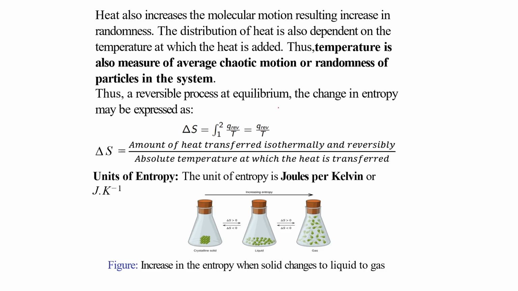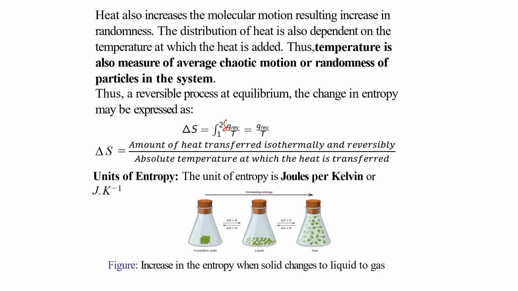Thus, for a reversible process at equilibrium, the change in entropy is this expression we already discussed. Sorry, the delta is missing here, so Q is there. Delta S is the amount of heat transferred isothermally and reversibly, divided by the absolute temperature at which the heat is transferred. What is the unit of entropy? Q has the unit of energy, so joule, and T is temperature, so the unit is joules per Kelvin, or J K to the minus 1.